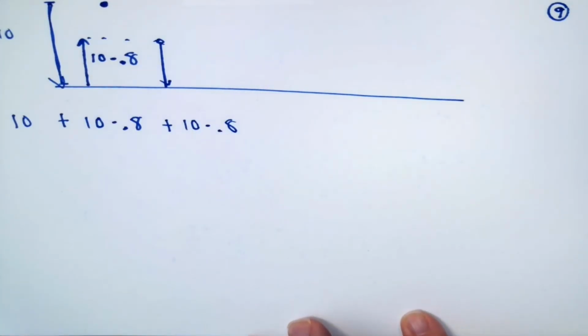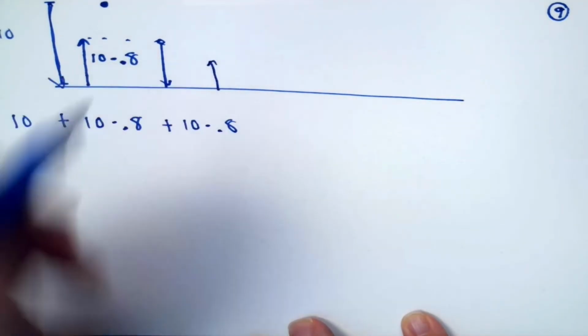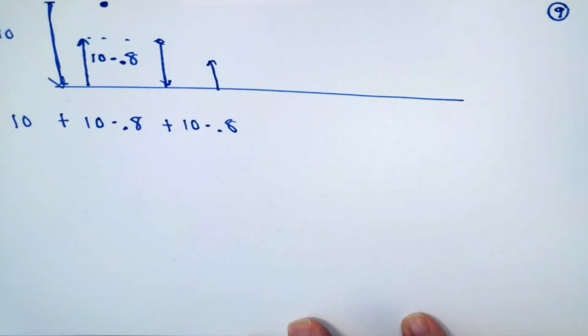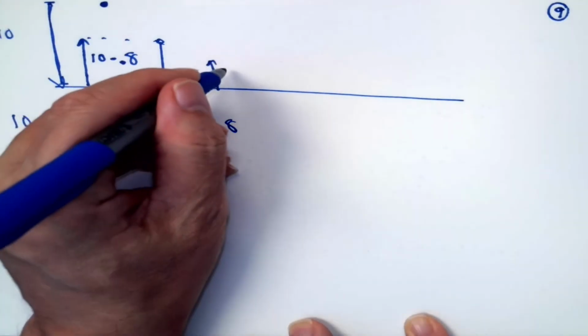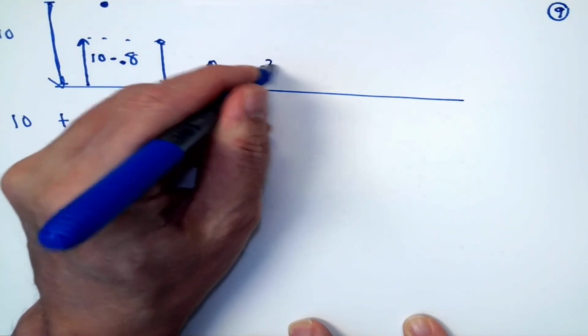When it hits the ground the second time, it's going to bounce upwards, but it's not going to bounce up 10 feet or 80% of 10 feet. It's going to bounce up 80% of 80% of 10 feet. It's going to bounce up 10 times 0.8 squared.